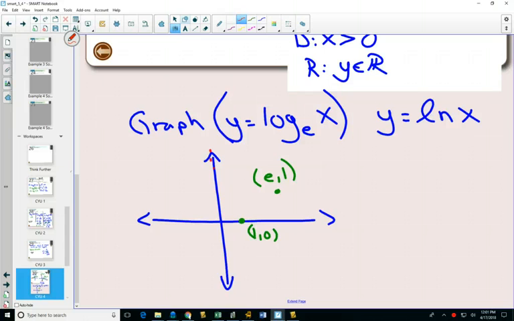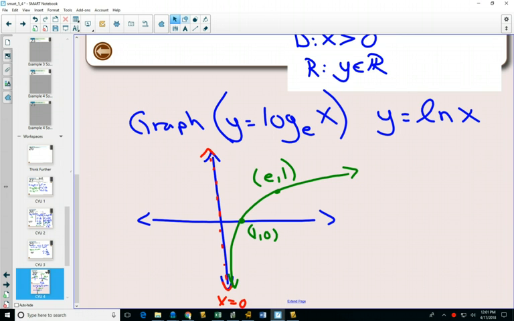All log graphs have an asymptote at x equals 0. And there's the general shape. So you can graph any log graph. And so you're probably thinking, does that mean if we can graph any parent graph of log graphs, that we're going to have to do all the transformations with every log graph? Yes. Oh, the look of excitement on your faces.